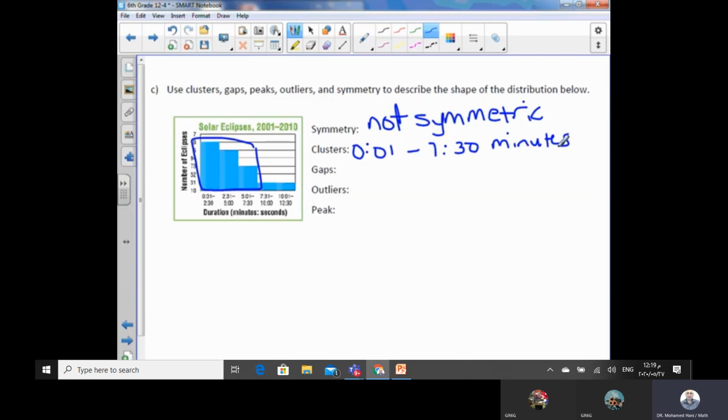Okay, and gaps, I don't see any gaps, so no gaps. There are also no outliers. If there were outliers in this histogram, you would see a big gap and then a bar way off to either the right or the left, and I do not see that. And the peak is within this interval, so from 0 minutes 1 second to 2 minutes 30 seconds.